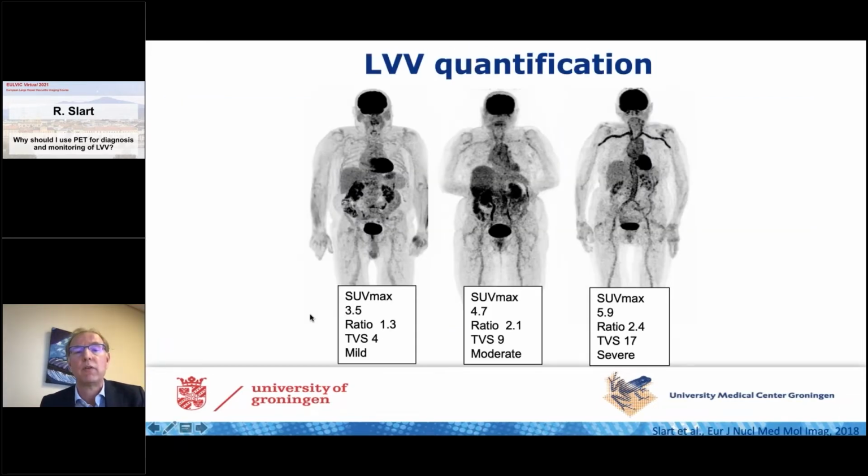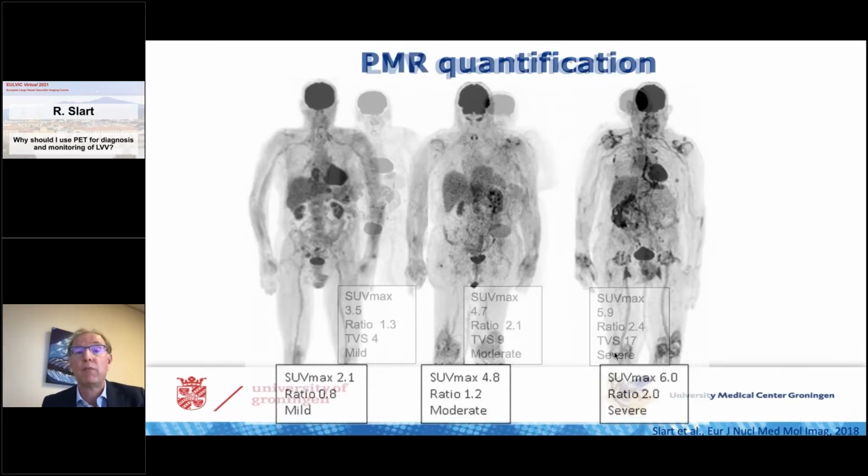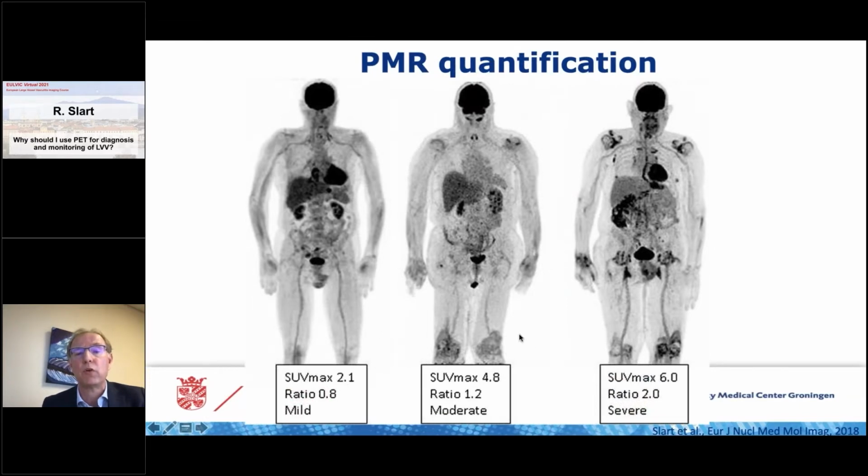Example of 3 different patients with a mild disease of GCA, a moderate disease of GCA, and an extensive disease of GCA. It's visually and also quantitatively expressed. The same for PMR quantification, mild, moderate, and severe. The knees, the shoulders, and also here the hip region is very prominent.